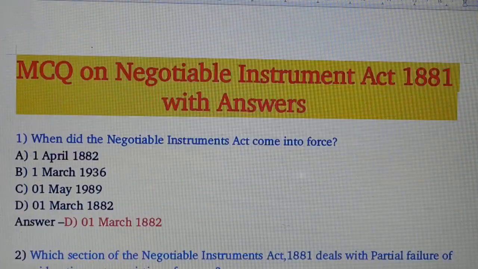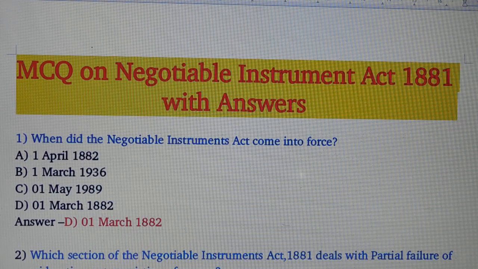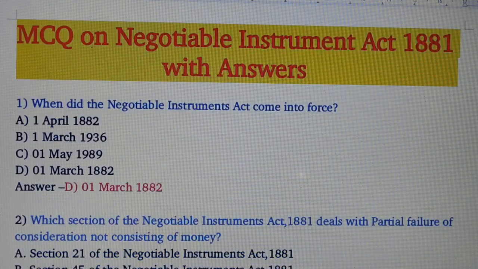Next subject, MCQs of the Negotiable Instruments Act. Friends, next subject we will see is the Negotiable Instruments Act, questions with answers. Question number 1. When did the Negotiable Instruments Act come into force? Answer is option number D, 1st March 1882.